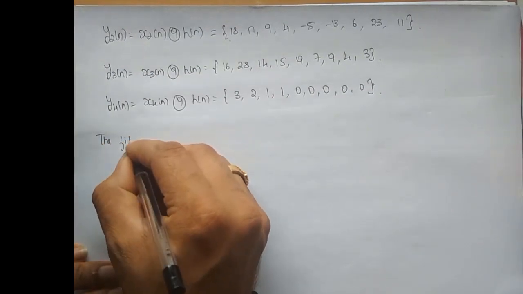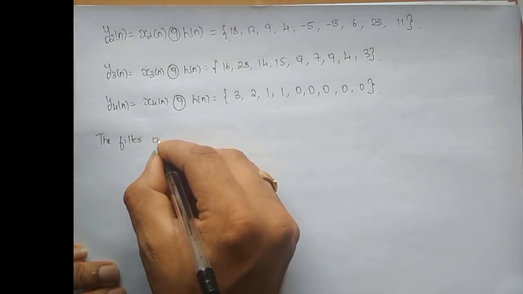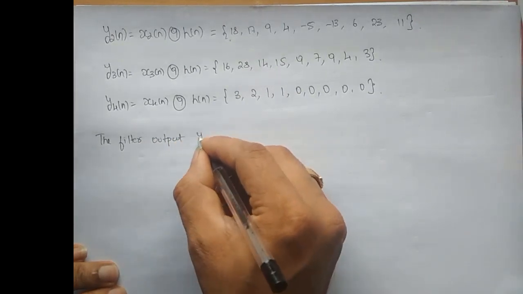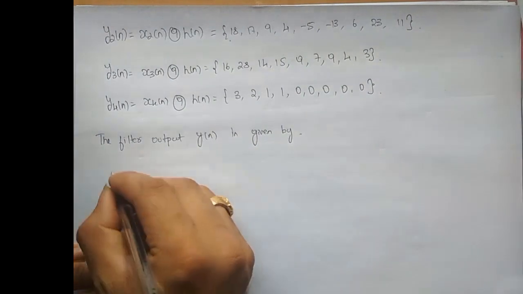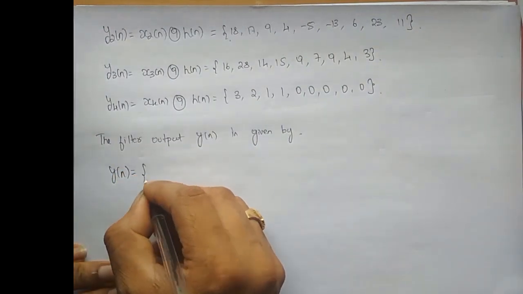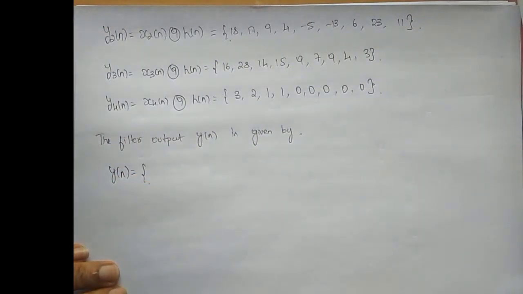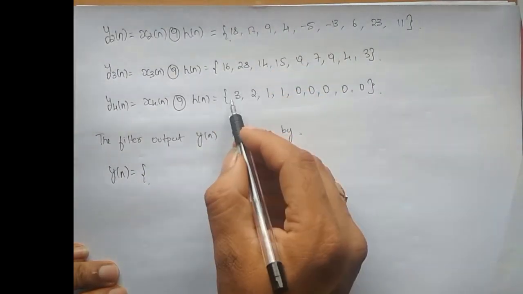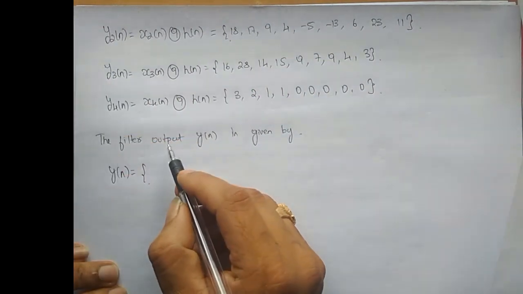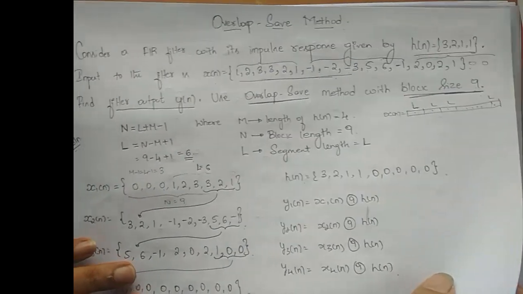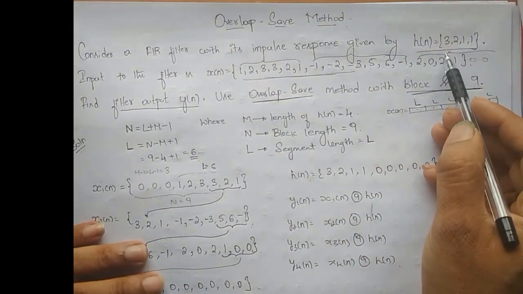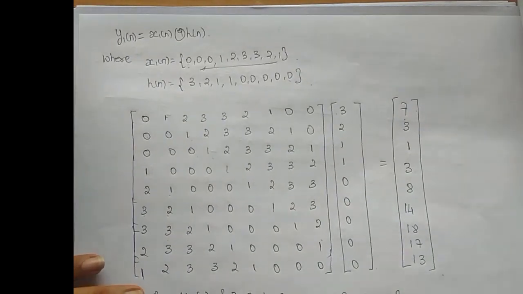The filter output y of n is given by, so how do I get y of n? I have to discard the first M minus 1 samples of individual yi of n, right? So M is 4 in our case, M is the length of the impulse response, which is 4. So I need to discard the first 4 minus 1, which is 3.